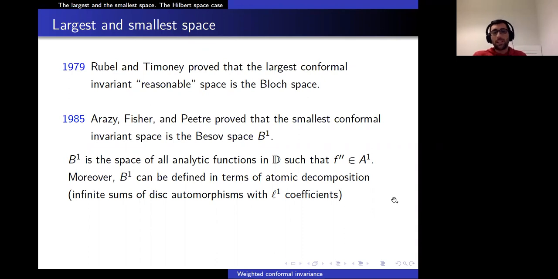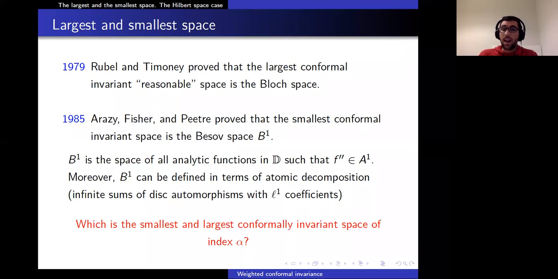And moreover, we can see the Besov space B1 as the space of all infinite sums of disk automorphisms with L1 coefficients. So here, the question is the following. Which is the smallest and largest conformal invariant space of index alpha? We will start with the smallest one.